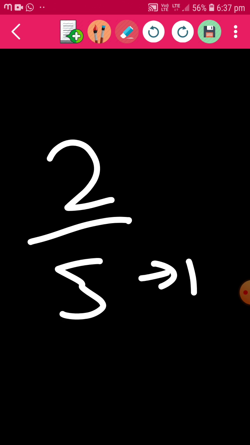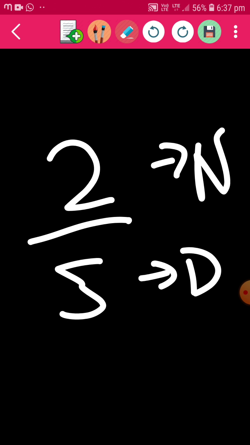So now you will be asking what the numerator and denominator are. Like these two numbers are there, so this is the denominator and this is the numerator. Okay, so now we will look at examples.